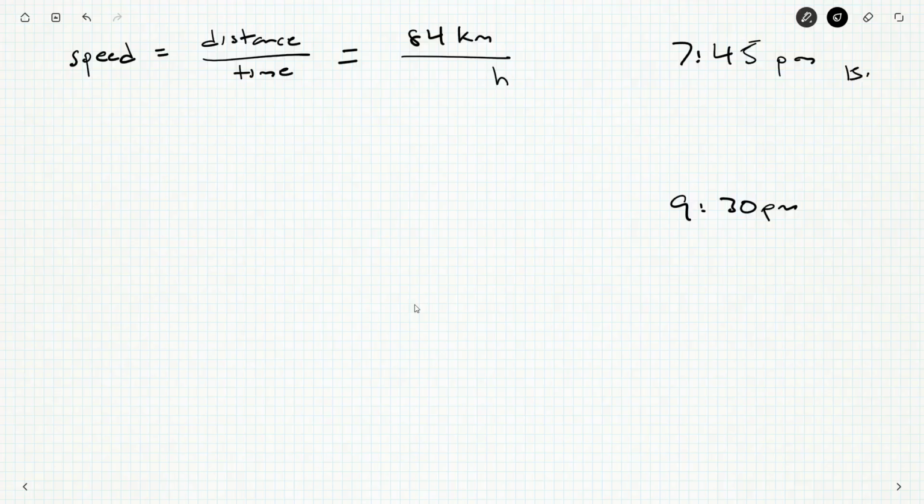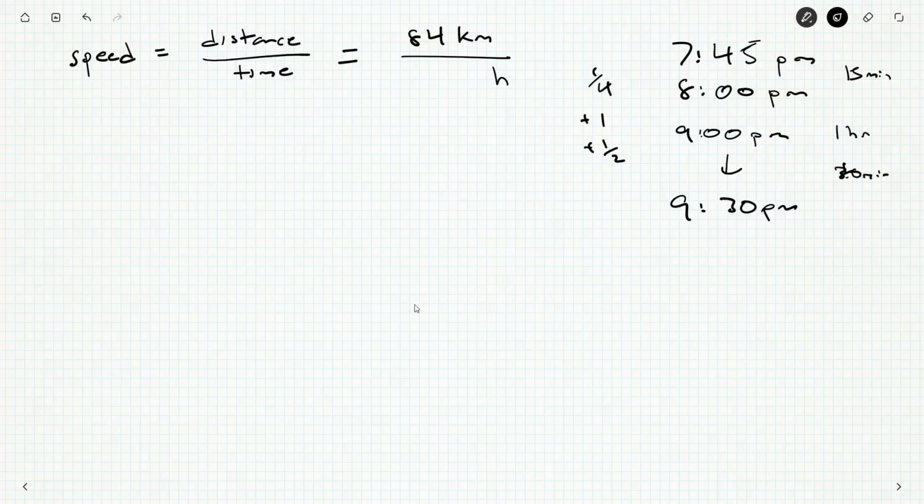You can count 15 minutes gets us to 8 p.m. Then a whole hour gets us to 9 p.m. And then a whole half an hour, or 30 minutes, gets us down to the 9:30. So that's a quarter of an hour, 15 minutes, plus a full hour, plus a half an hour, and we can calculate it that way. That's one way I encourage people to do it.